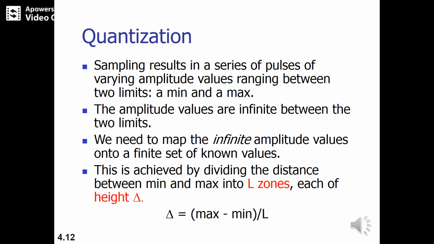This is achieved by dividing the distance between minimum and maximum into L zones. So I'll divide the distance between max and min into different zones, and we have L number of zones. I'll compute the height delta is equal to max minus min by L. That is, the distance from the maximum value to the minimum value, divided by the number of zones, that is L.